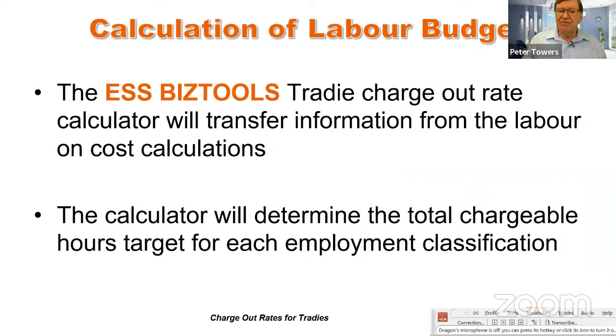The ESS BIZTOOLS tradie charge out rate calculator will transfer information from the labour on-cost calculations into the labour budget, and the calculator will then determine the total chargeable hours target for each employment classification. Now, this is very important because there's variations in all these steps.